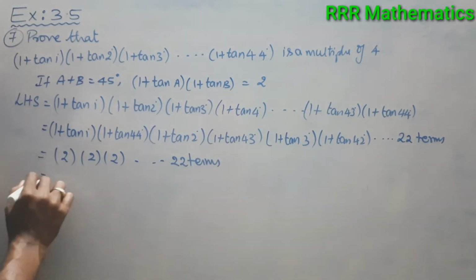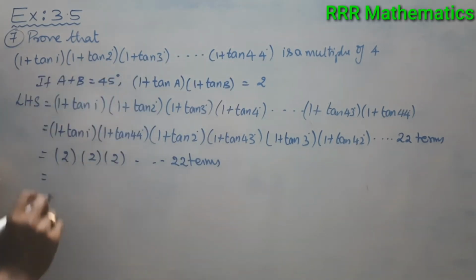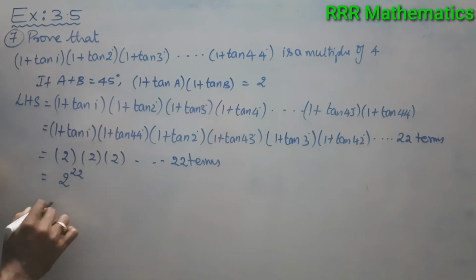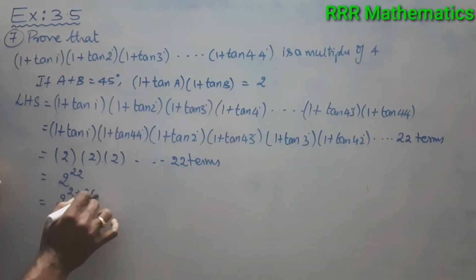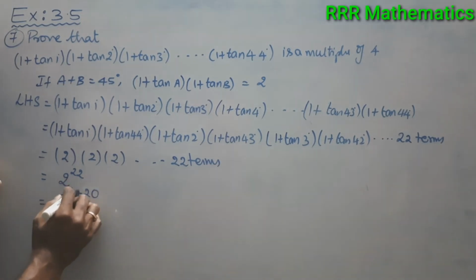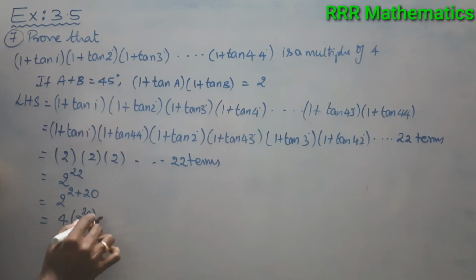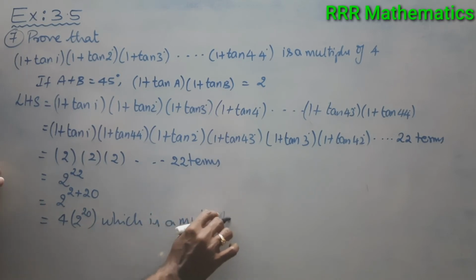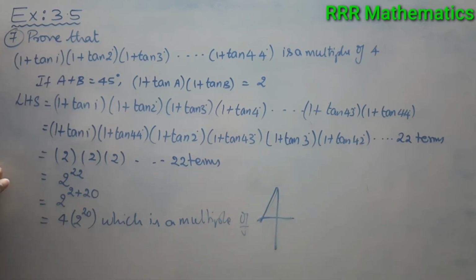22 terms. You wanted to prove this is a multiple of 4. So how many 2s are here? 22. So it gives 2 power 22. I can write this as 2 power 2 plus 20. So it will be 2 power 2, that is 4, into 2 power 20, which is a multiple of 4.